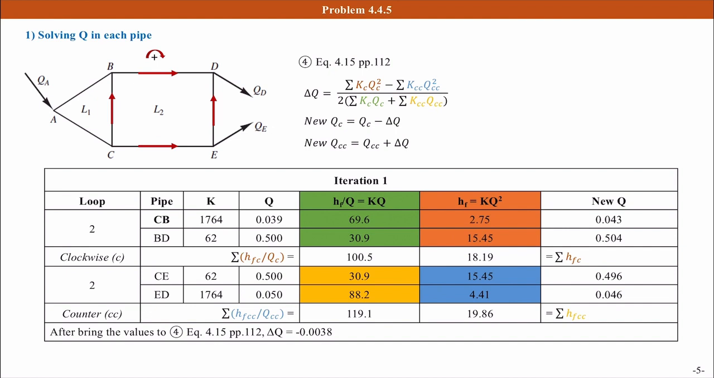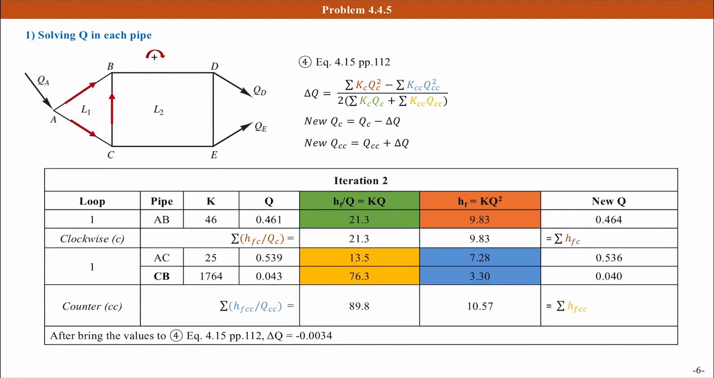In loop 2, pipes CB and BD are clockwise, and pipes CE and ED are counterclockwise. And we can calculate the values based on the steps just introduced to fill up the values in this table. As we just mentioned, the original flow rate in pipe CB equals the new flow rate in the first iteration in loop 1, which equals 0.039.